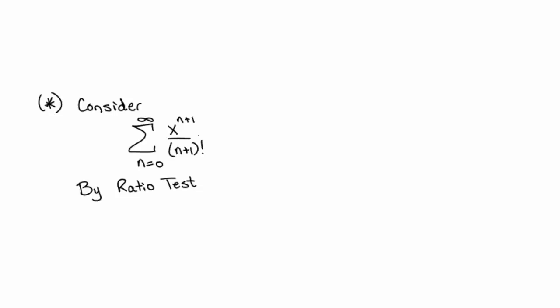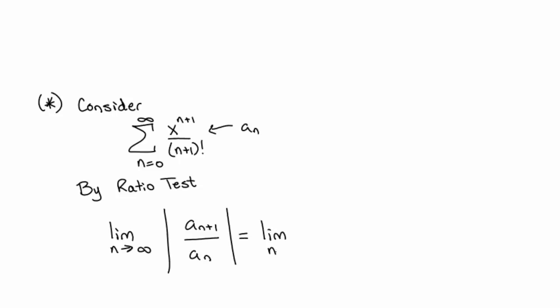Now, most people are probably wondering, what is he going to do here, or what is he talking about? You're about to see. By the ratio test, the limit as n goes to infinity of the absolute value of, remember, this is considered to be a sub n, so it's going to be a sub n plus 1 over a sub n. That's the ratio test. So the limit as n goes to infinity, absolute value of a sub n plus 1 is actually x to the n plus 2 over n plus 2 factorial times the reciprocal of a sub n, which is going to be, again, n plus 1 factorial over x to the n plus 1.